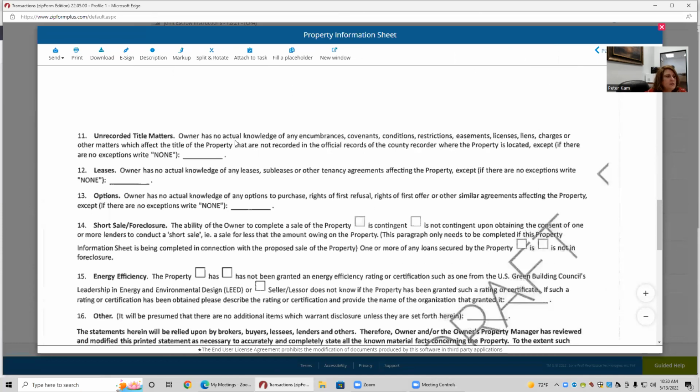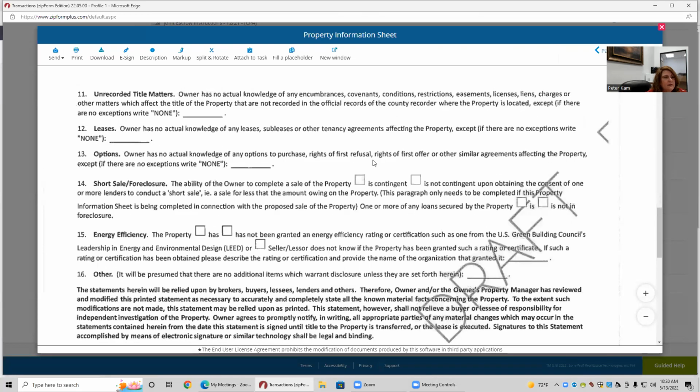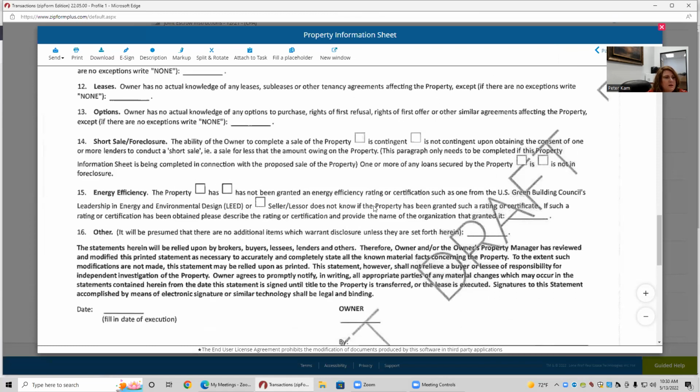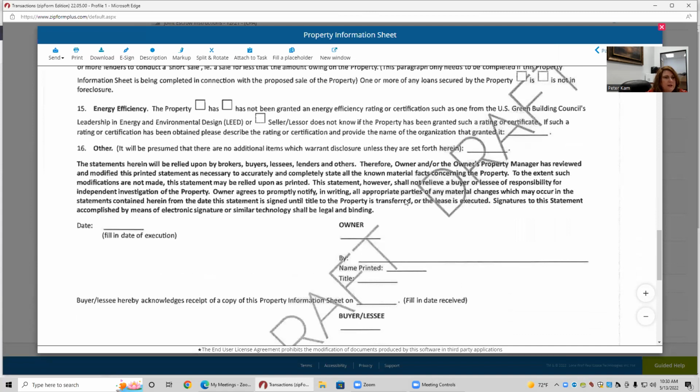Government proceedings. So they're going to go through this form and they're going to fill it out. And again, if they need more paper, you can certainly put see attached on here. Make sure that it's clear that there is an attachment where they've answered the questions. Short sale, make sure there are no blanks here. Make sure everything says none if it's none, or that you've checked the appropriate box on the check boxes. Other: it will be presumed there are no additional items which warrant disclosure unless they are set forth herein. You could put see attached, or if it's something small, you could have it typed in.